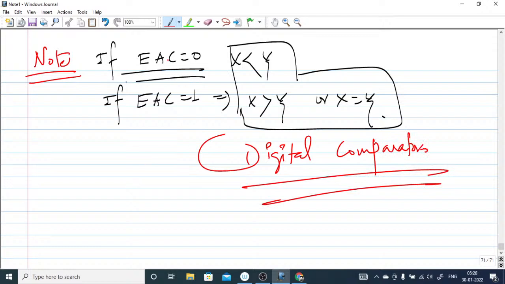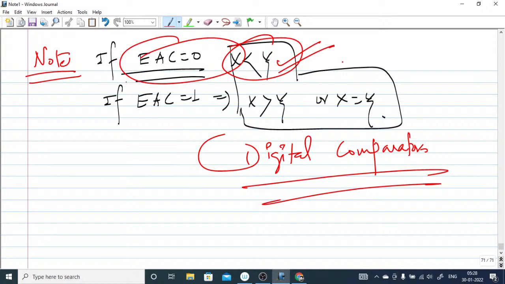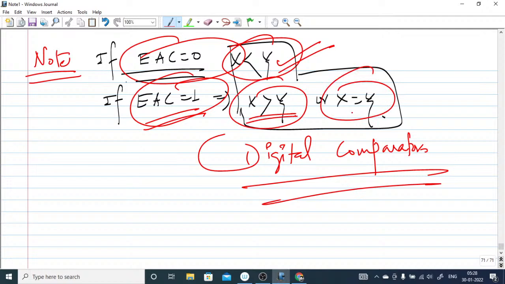So please keep this in mind. EAC will be 0 when x is less than y, and for EAC to be 1, x must be greater than y or x equal to y. These are two conditions. Always keep this in mind, a very important concept I'm telling you.